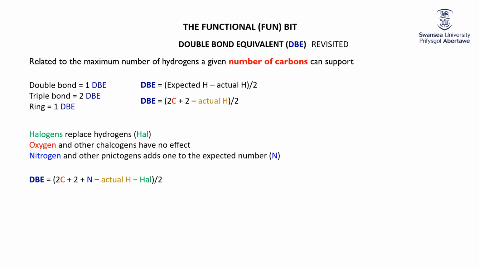Double bond equivalent is, well, how many hydrogens do we expect? Twice the number of carbons plus 2, plus the number of nitrogens, because each of that adds to the expected number. Subtract the number of actual hydrogens, and then also subtract any halogens you have in there, because those count as hydrogens, and then divide that by 2.